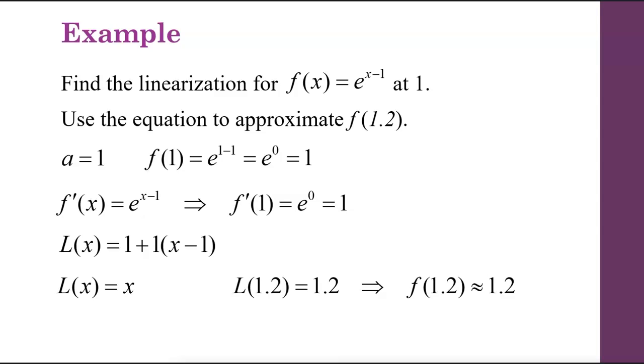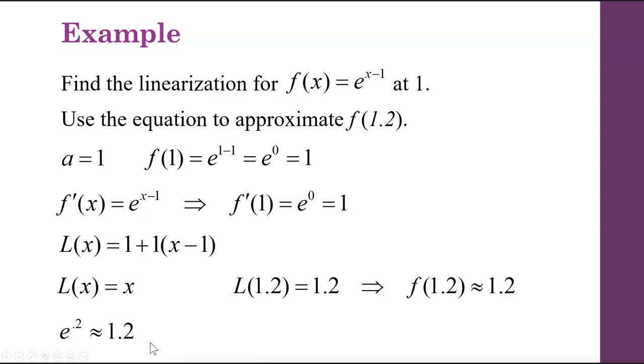So in other words, e to the 0.2, right? That's what f of 1.2 would give me. If I plug 1.2 into my function, I get e to the 1.2 minus 1, or e to the 0.2. E to the 0.2, according to this approximation, should be roughly 1.2. So we've done all of this without a calculator.